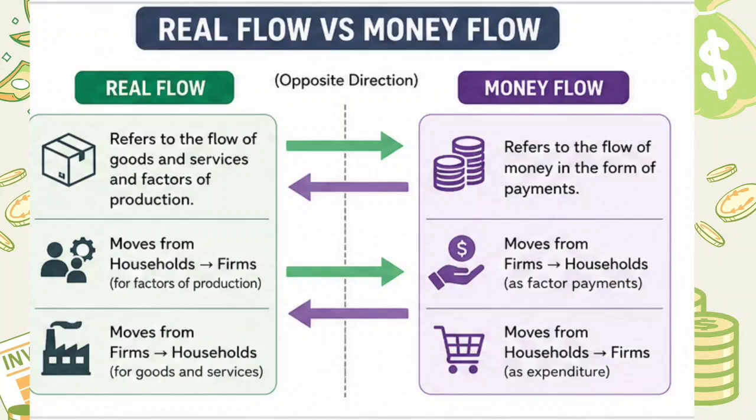Now there are two terms, real flow and money flow. The circular flow has these two parts. Real flow refers to the movement of goods, services and factors of production, whereas money flow refers to the movement of money. For example, households provide labor to firms. This is called real flow. Firms pay wages to households. This is money flow. Similarly, firms provide goods to households. That is real flow. Households pay money to firms. That is money flow. So always remember, real flow and money flow move in opposite directions but are interconnected.